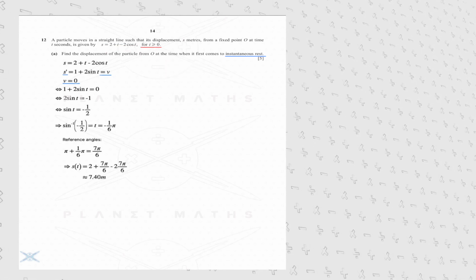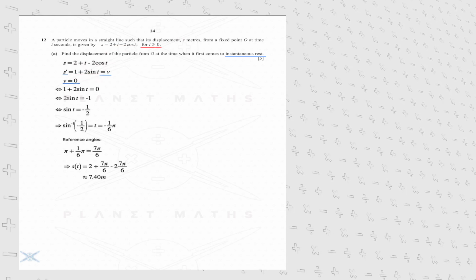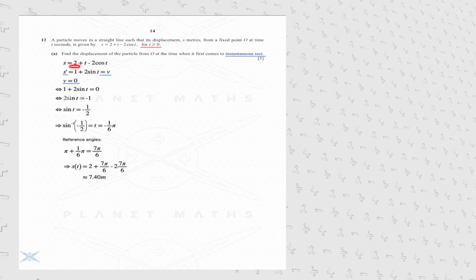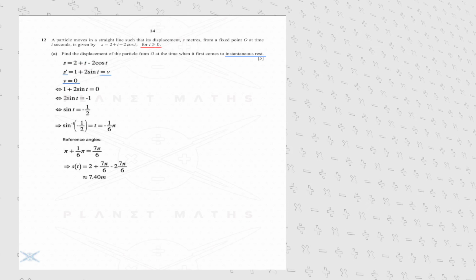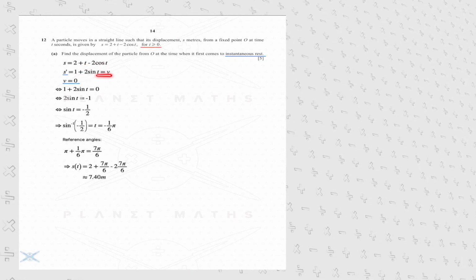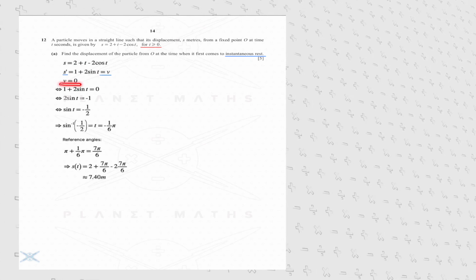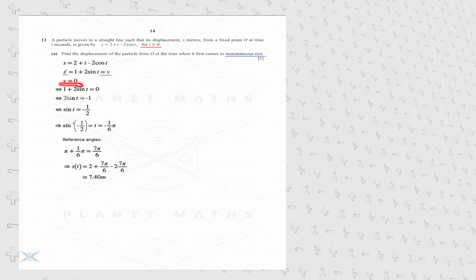Therefore, the derivative of this expression is as follows: 1 plus 2 sine t. Since the derivative of a constant is always 0, for t it's just 1, and for negative cosine t it's positive sine t, which represents our velocity, and we now need to find our value for t for when the velocity comes to instantaneous rest for the first time.